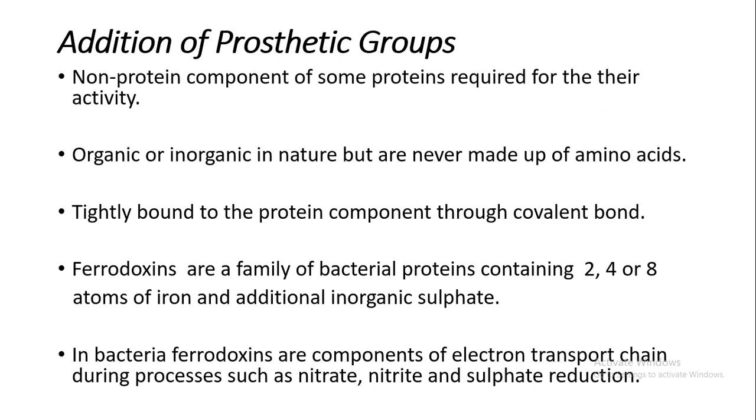There are several examples of proteins with prosthetic groups. For example, ferredoxins are common proteins that contain iron and sulfur as their prosthetic groups. Ferredoxins are important components of the electron transport chain in aerobic as well as in anaerobic respiratory processes. Many of these are also components of anaerobic electron transport chains, such as nitrate, nitrite, and sulfate reduction or respiration processes.